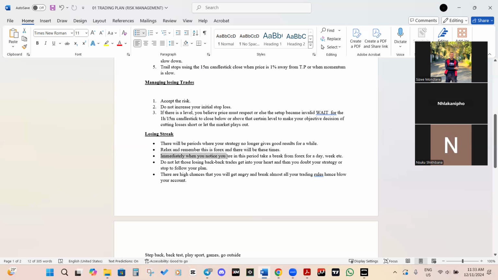Immediately when you notice you are in this period, take a break from Forex for a day, week, etc. This is based on personal experience. Again, I think me and Sugu talked about this yesterday. We react to losing streaks or losing trades differently. From my side, when I'm in a losing streak, I tend to take breaks for maybe a week or so. And then when I come back, that's when I'll start to see the market clearly. So what did you say you do yesterday?